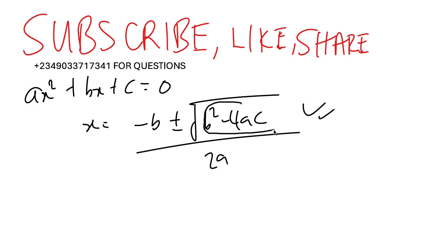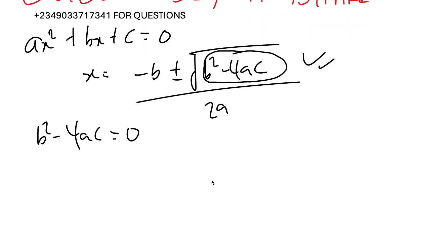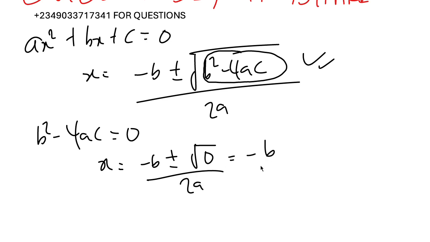Looking at what you have here now, which is b squared minus 4ac, it's a huge determinant of what the roots are going to look like. So let's assume that b squared minus 4ac is equal to 0. On substituting in the equation, we're going to have negative b plus or minus square root of 0 over 2a, which will be negative b over 2a. So you will notice that you're going to have repeated roots.